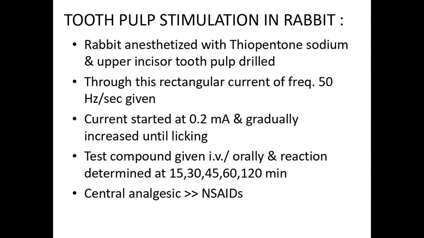Then tooth pulp stimulation in rabbit. In tooth pulp stimulation in rabbit test, the rabbit is anesthetized with thiamylal sodium and upper incisor tooth pulp is drilled. Through this, rectangular current of frequency 50 Hz per second is given. Current is started at 0.2 milliampere and gradually increased until licking. Then test compound is given IV or orally and reaction determined at 15, 30, 45, 60 and 120 minutes. And the central analgesics are more tested than non-steroidal anti-inflammatory drugs in tooth pulp stimulation rabbit test.